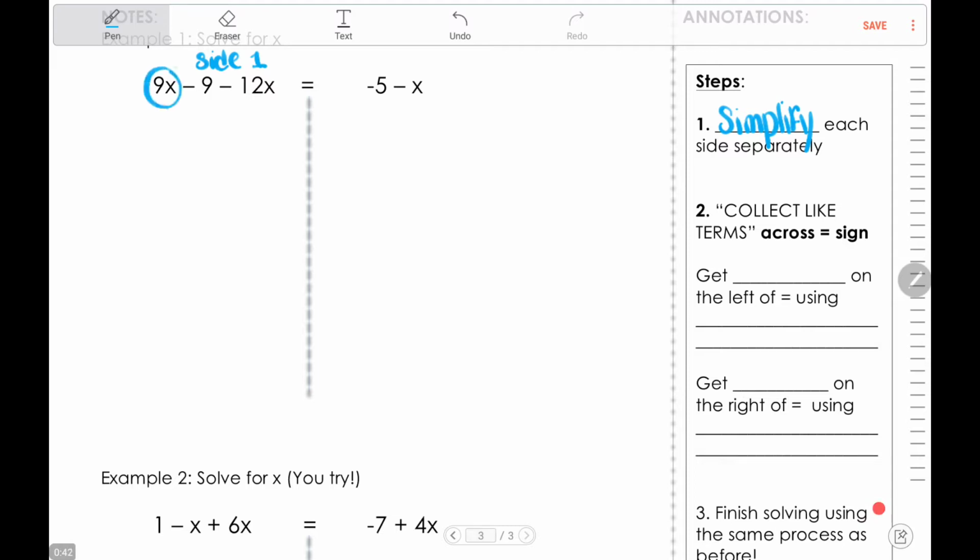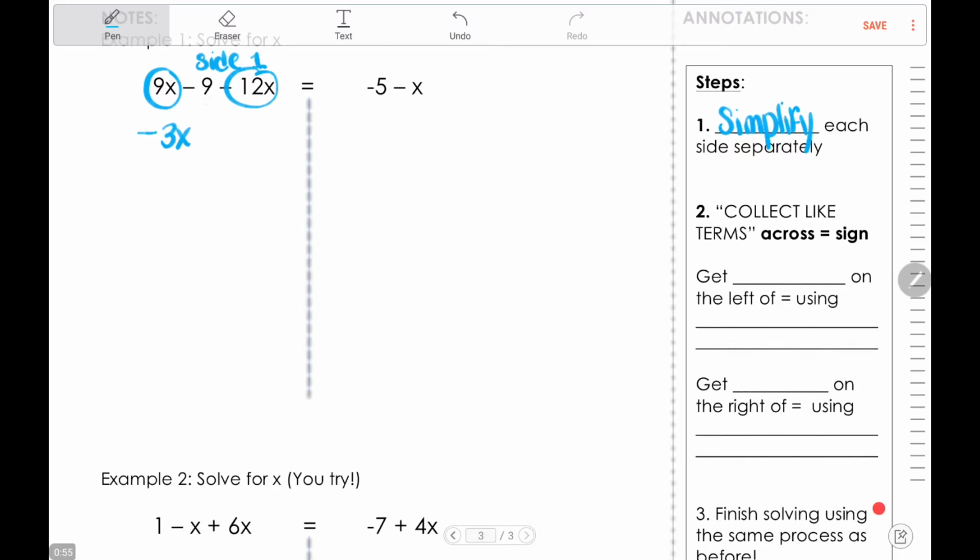I see 9x and negative 12x. Those are like terms, so let's simplify those. So 9x take away 12x is negative 3x. And I can't simplify anything else, so we want to make sure to bring down the negative 9, bring down your equal sign, and bring down side 2. And ask yourself, is there anything to simplify on side 2? Are there any like terms, parentheses? If the answer is no, then we're good to go.